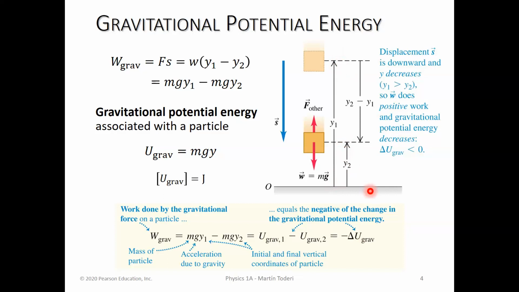Any questions about this? So the big takeaway is the definition of the potential energy and how we can relate it to the work of our gravitational force, which is weight. So basically the potential energy is strictly related to the work of the weight in our gravitational field. All right, let's continue.